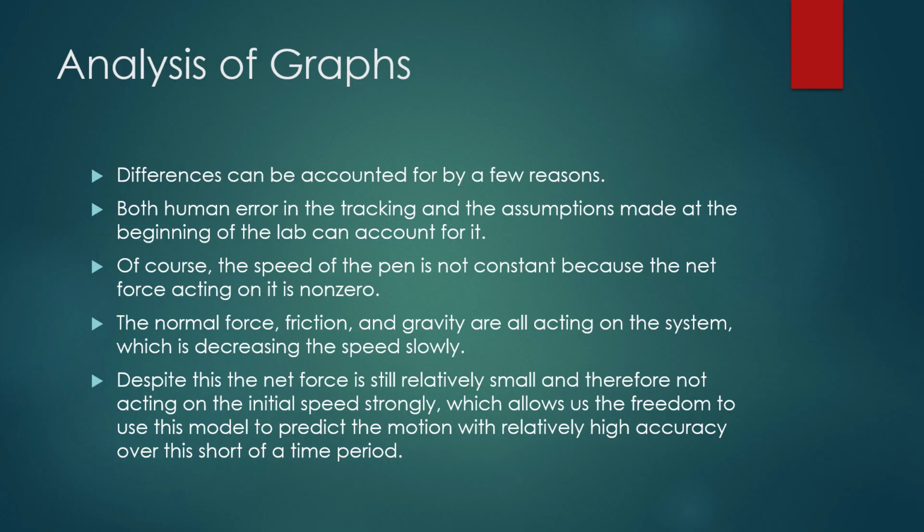So differences can be accounted for by a few reasons. First, like aforementioned, human error in the tracking, and the assumptions made at the ending of the lab, which were that the speed of the pen would be constant. But it is, as we know, not constant because the net force acting on it is non-zero. It has the normal force, friction, and gravity acting on the system, which is going to slowly decrease the speed over time, which we could see in just the motion of the pen itself. It would eventually slow down and stop.